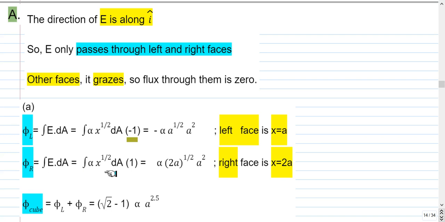Similarly, on the right face, the value of x is 2a, so the electric field is alpha into (2a) raised to the power half, and the area is a squared, and this cos theta is cos 0, which is plus 1. So the total flux coming out of the cube is the sum of these two. For the other 4 faces, the flux contribution is 0. So this is the total flux coming out of the closed surface: (root 2 minus 1) alpha into a raised to the power 2.5.